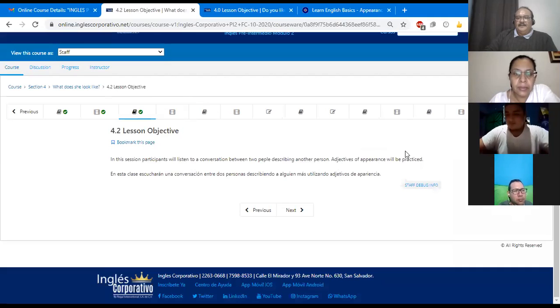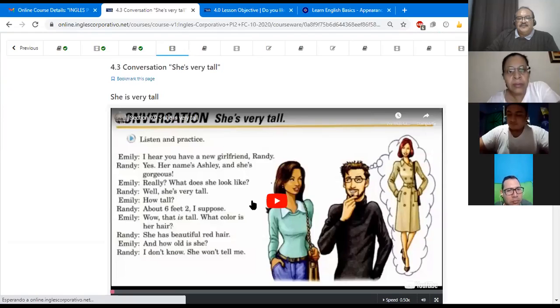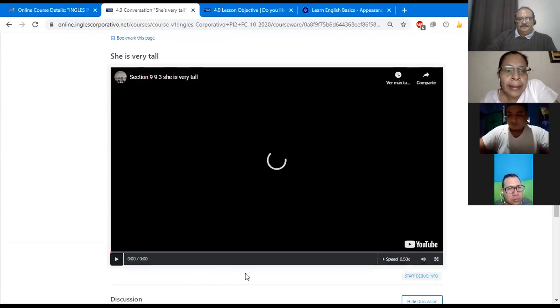Okay, good. Now, Elena, can you please read this objective here? It says, in this session, participants will listen to the conversation between two people describing another person. Adjectives of appearance will be practiced. Okay, very good. Now pay attention to the adjectives of appearance that they use in this conversation.